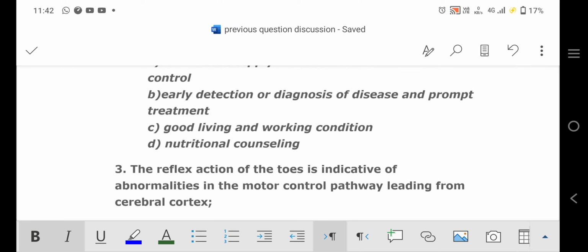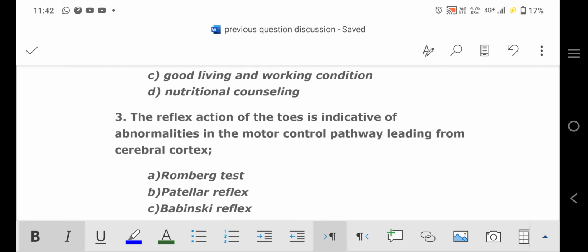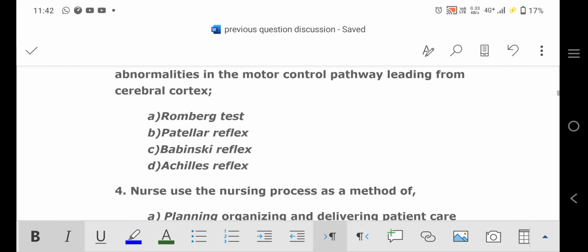Third question, the reflex action of the toes is indicative of abnormalities in the motor control pathway leading from the cerebral cortex. Options, option A, Romberg test. Option B, patellar reflex. Option C, Babinski reflex. Option D, Achilles reflex. Answer option C, Babinski reflex.